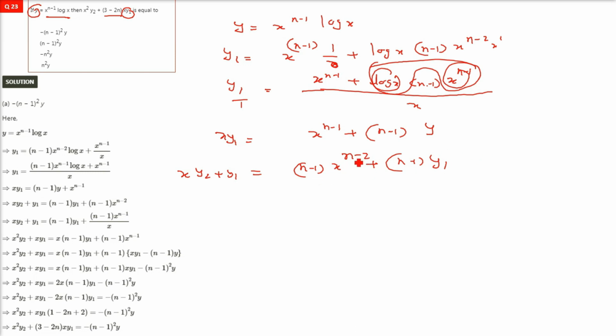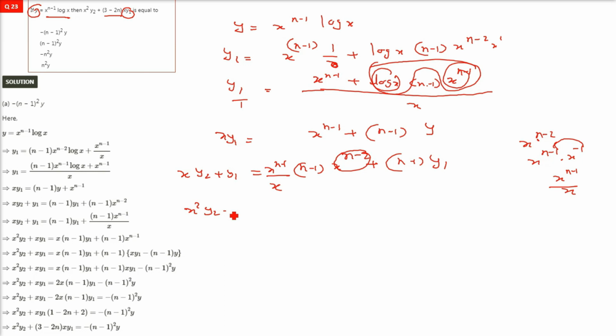So x to the power n minus 2 can be written as x to the power n minus 1 into x to the power minus 1. When you add these, it's going to be n minus 2 in the power. So I'm writing this x to the power n minus 2 as x to the power n minus 1 divided by x. I hope you got the idea. Now you see that we need x square y2. We need all the terms which are on the right.